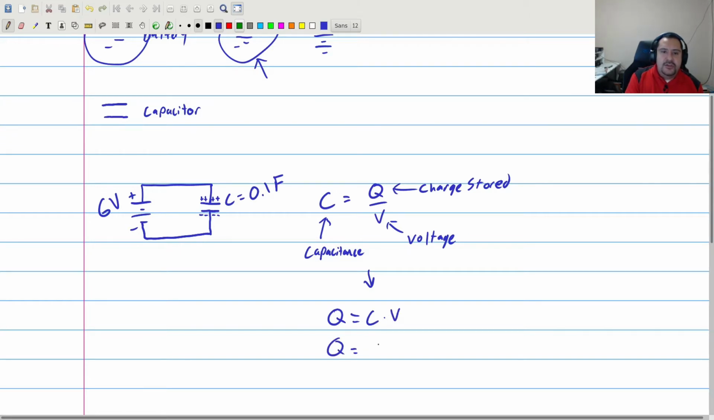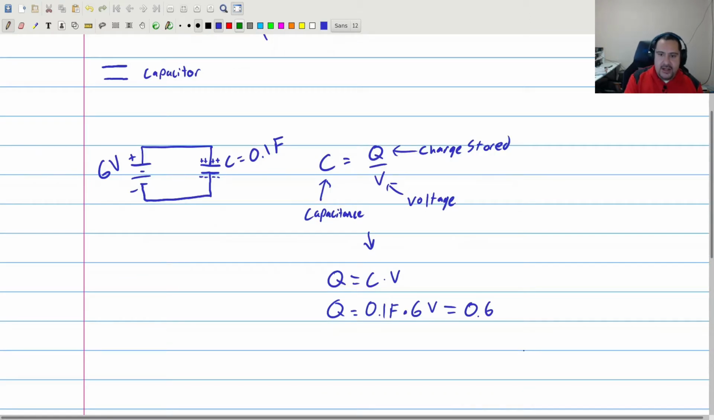Q would be equal to 0.1 farads times 6 volts. 0.1 times 6 would be 0.6. And what are my units here? Well, remember, a farad is really just a coulomb per volt. So we have volts canceling volts, and we're left with coulombs. 0.6 coulombs here. Okay, so that's pretty straightforward. In a simple circuit, all you need to use is C is equal to Q over V. I guess there's one other formula that you might want to know, and that's the energy stored in a capacitor.